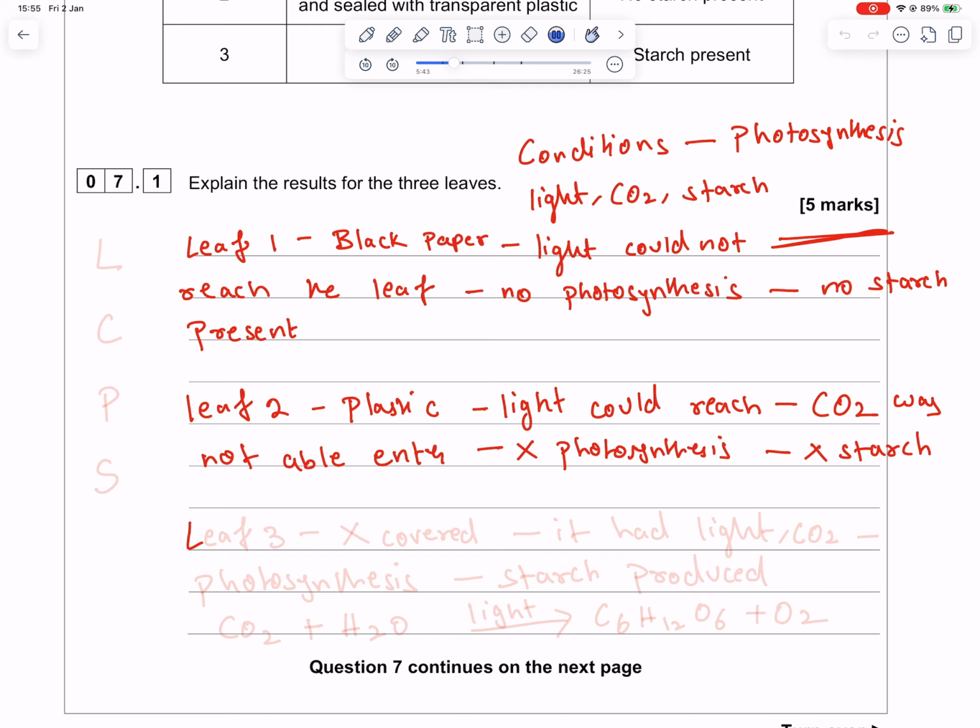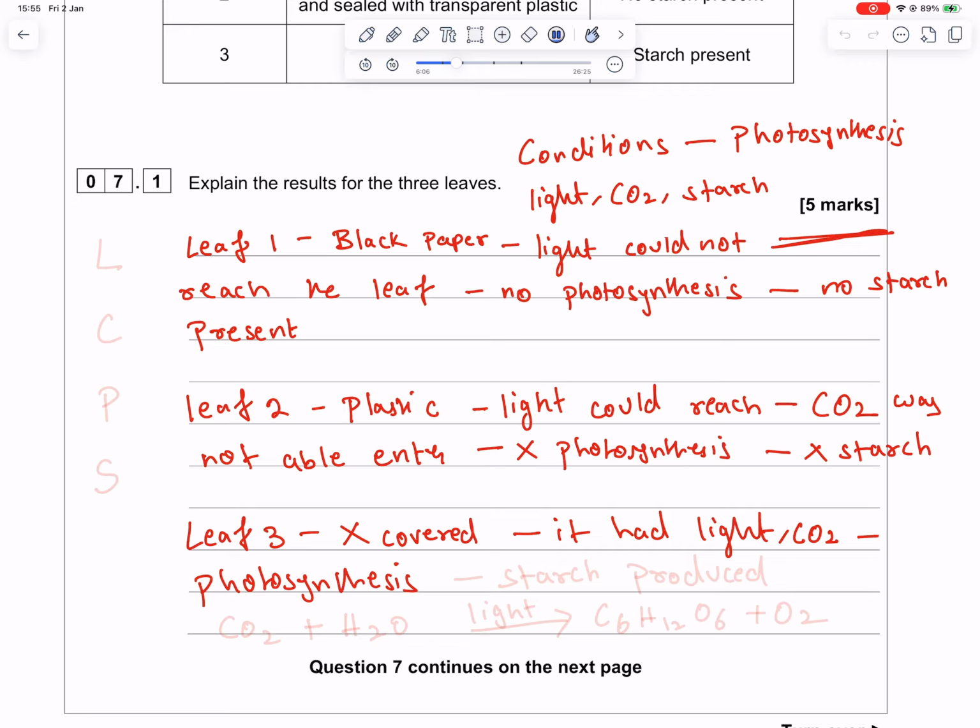Now let's talk about leaf 3. Now this was not covered. It had access to both light and carbon dioxide. So therefore, photosynthesis took place.